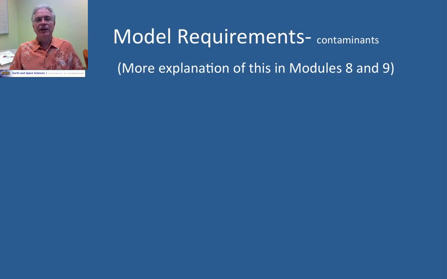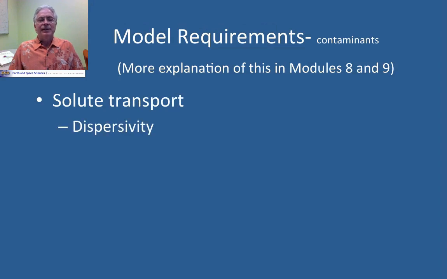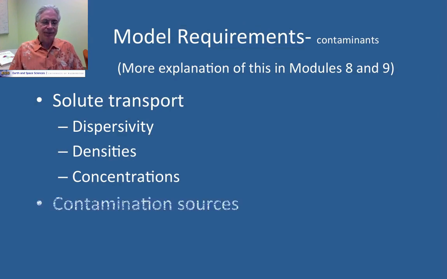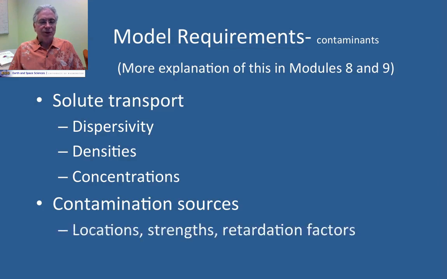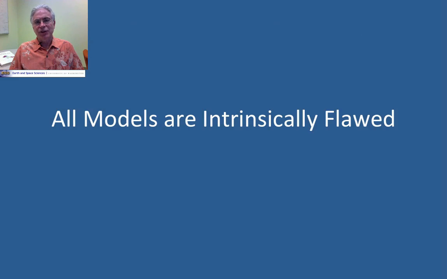Now, for contaminant flow, we need additional information, and explanation of some of these terms has to wait until modules 8 and 9. There's solute transport, that's the stuff dissolved in the water, and dispersivity, densities, concentrations are all properties of the solute that need to be understood. We need to know the contamination sources, their location, the strength of the contamination, and something known as the retardation factor. So let's jump right in.